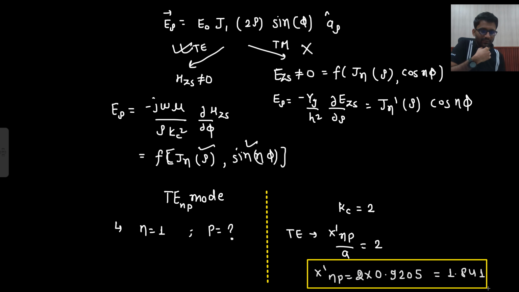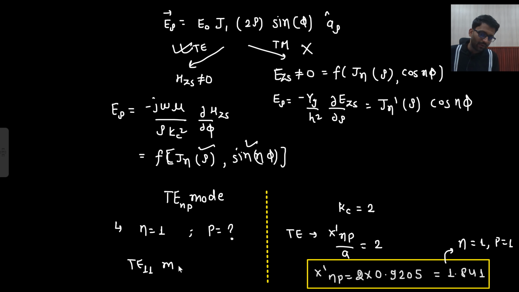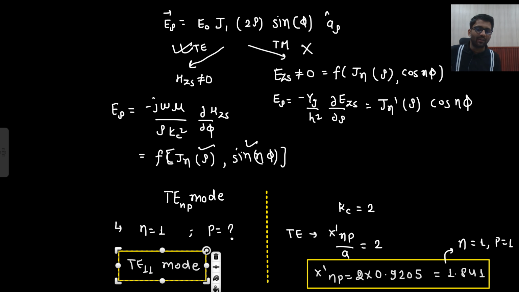What we got to know here is that my x dash np is 1.841. That means n value is equal to 1 and p value is equal to 1. That means which mode is it? It is your TE11 mode. Did you understand how to determine the mode now?